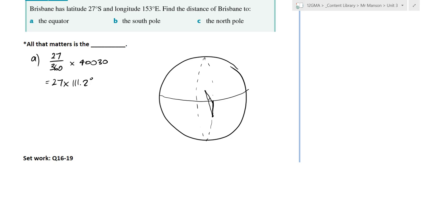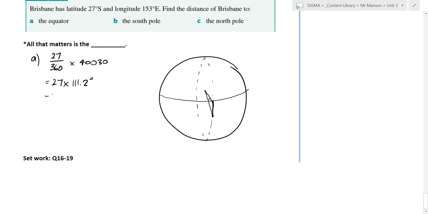You don't need to quote the 40,030. You don't even have to know the 40,030. Not at this stage. Now, we haven't talked about small circles properly yet. So therefore, every question I give you right now is on a great circle. You don't even have to think about it.